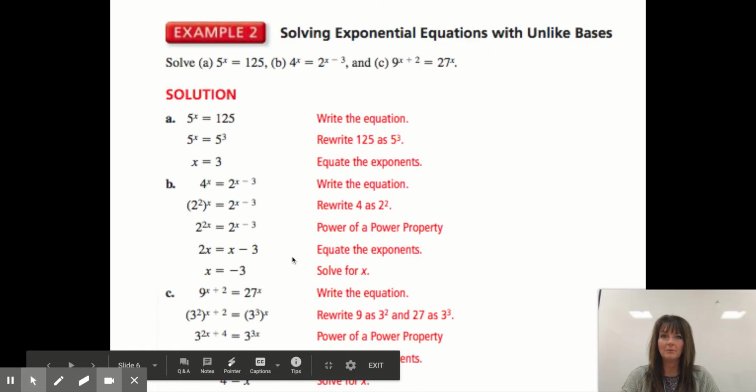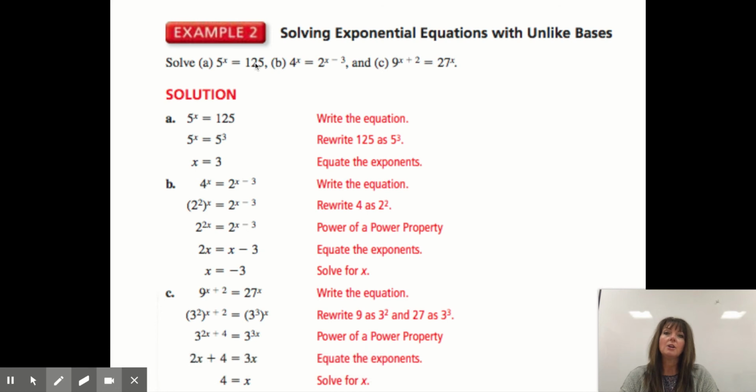What do we do with unlike bases? So looking at the first one, we have 5 to the exponent of x is equal to 125. So what we want to do is actually rewrite this to be 5 with an exponent, in this case, which would be 3. So then we have 5 to the x power is equal to 5 cubed, and then x is equal to 3.